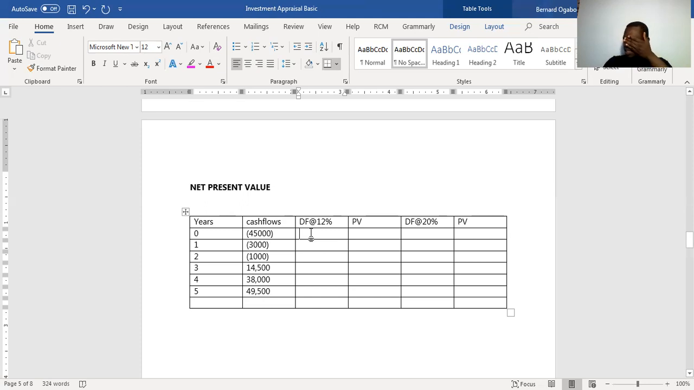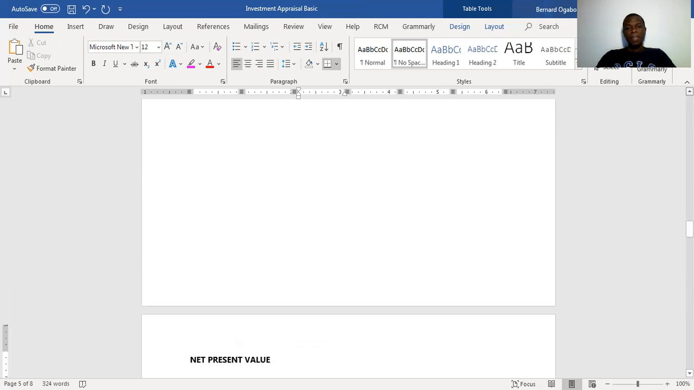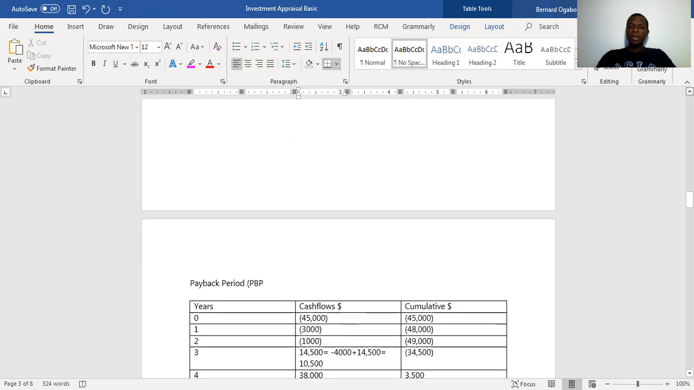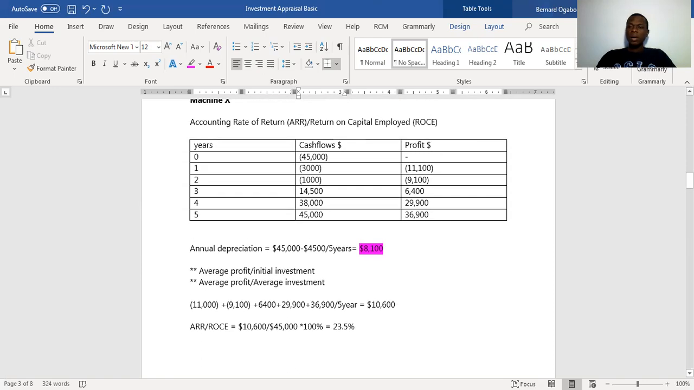Discount factor at 12%. There's something I'm going to do when we get to the next video, which is the intermediate level. I will show you how to use a calculator and get it. But in exams, both at the university level and at the professional level, they are going to give you the discount factor or the present value table. Remember that we said accounting rate of return and payback period, they use non-discounted cash flows.